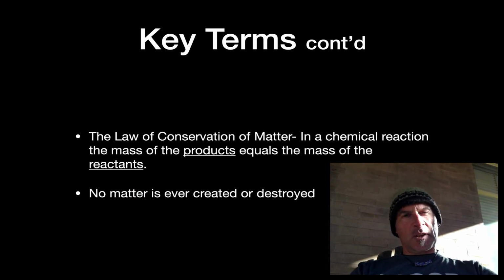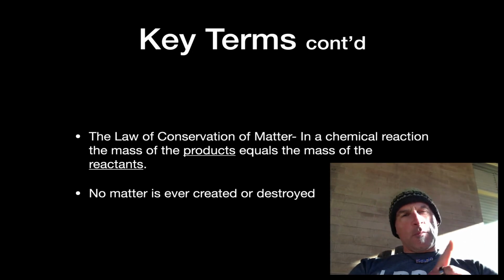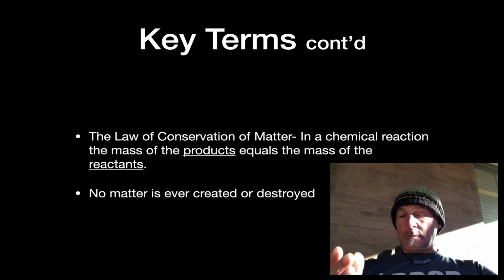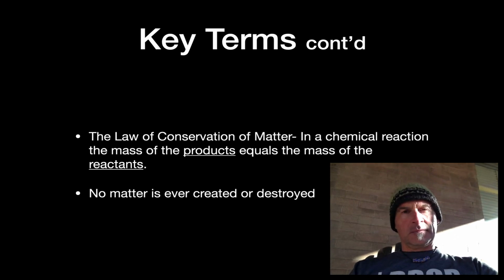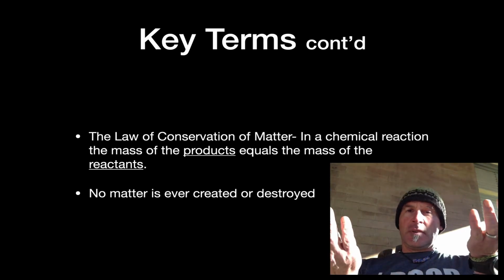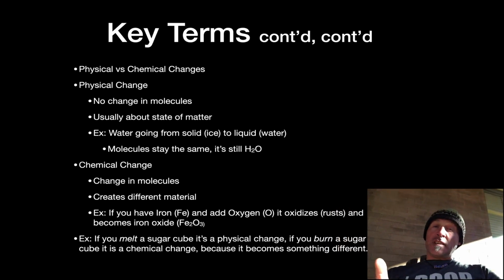Okay, hopefully those were helpful. Let's talk about a couple other key terms that will come in handy. The first is the law of conservation of matter. In a chemical reaction, the mass of the products, and remember we already talked about those, equals the mass of the reactants. In other words, no matter is ever created or destroyed. That is balancing a chemical equation. What's on the left side of the reaction arrow is the same as what's on the right side of the reaction arrow.